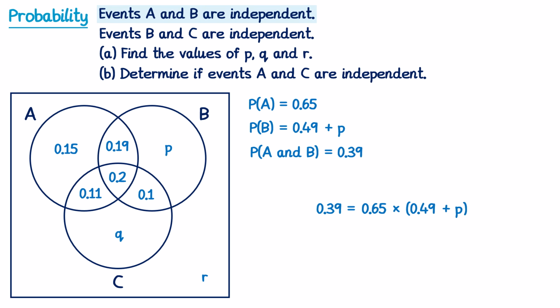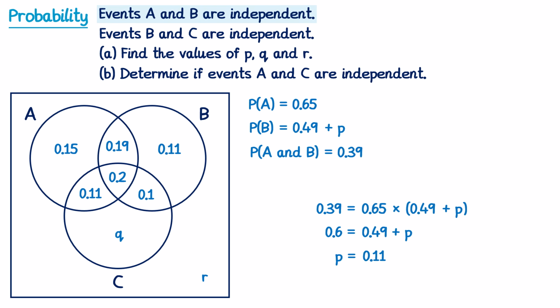We can divide both sides by 0.65. On the left, that will give you 0.6, and on the right, the 0.65 will cancel, so we just have 0.49 plus P. And subtracting 0.49 from both sides will give you P equals 0.11. So we found the value of P. So we can add that onto our Venn diagram. And we can also update this value for the probability of B.